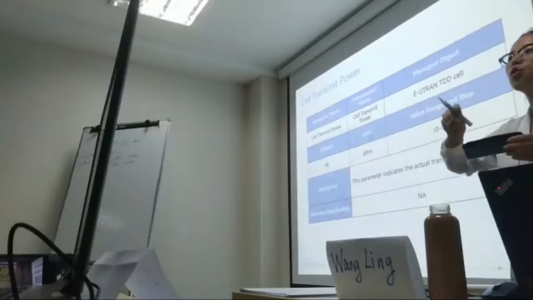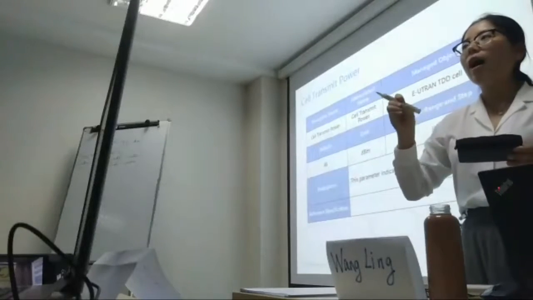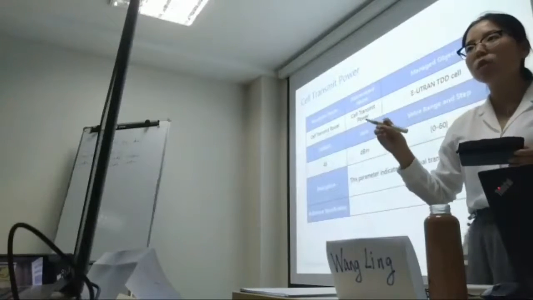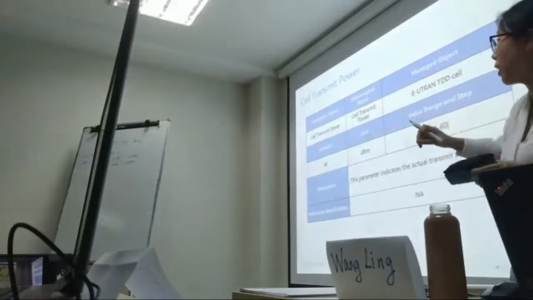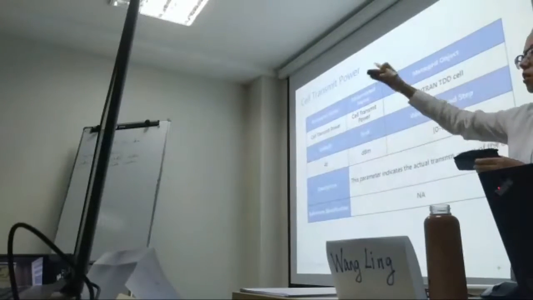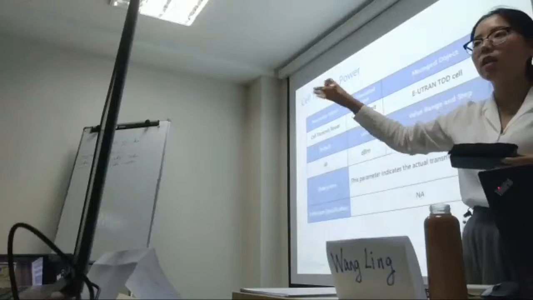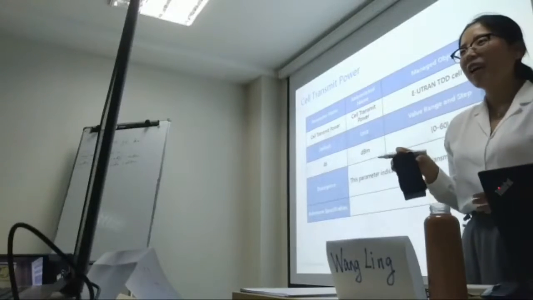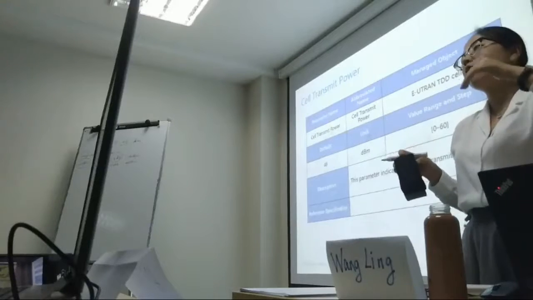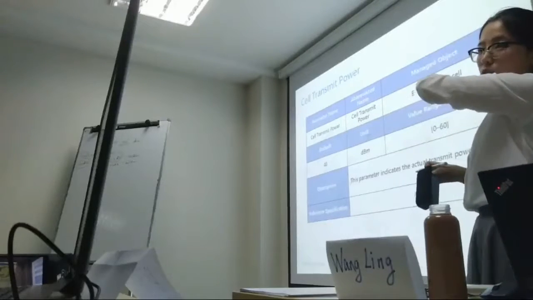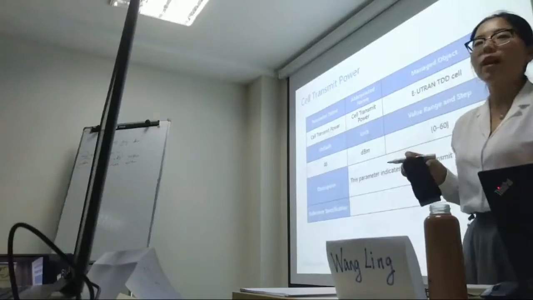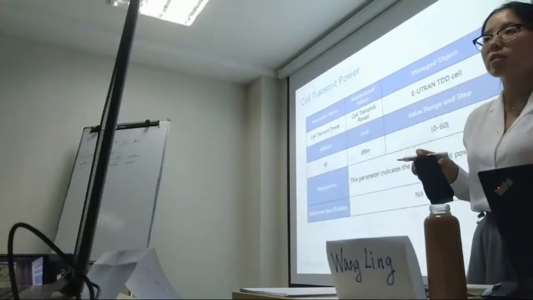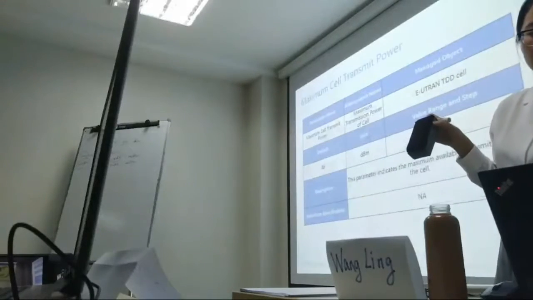If you allocate the RS power too large, and the system calculates this value and it exceeds the RU capability, it will be broken. It will notify you: this value is not right, you need to modify it. You cannot exceed the maximum. So we first need to know the maximum.